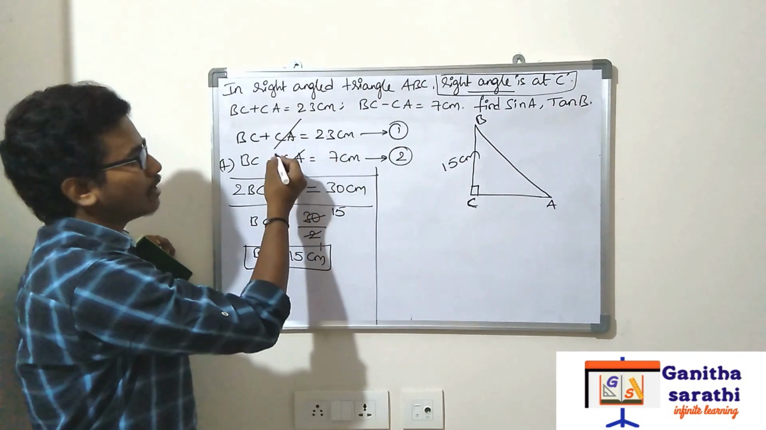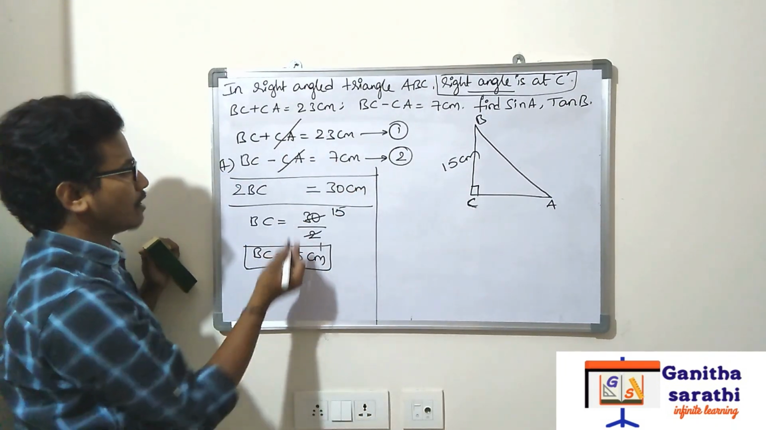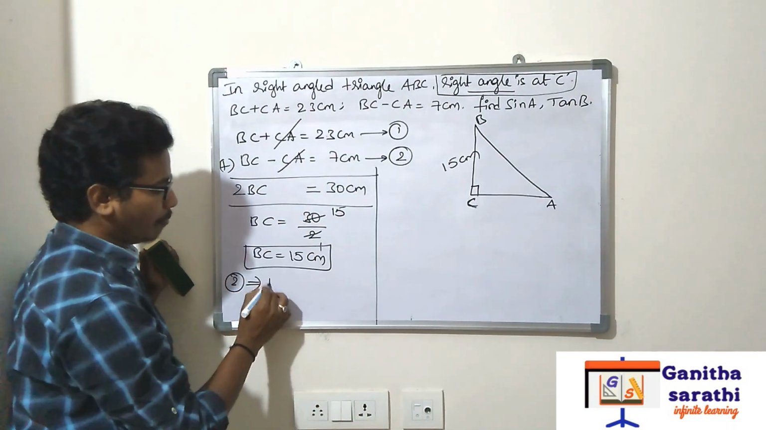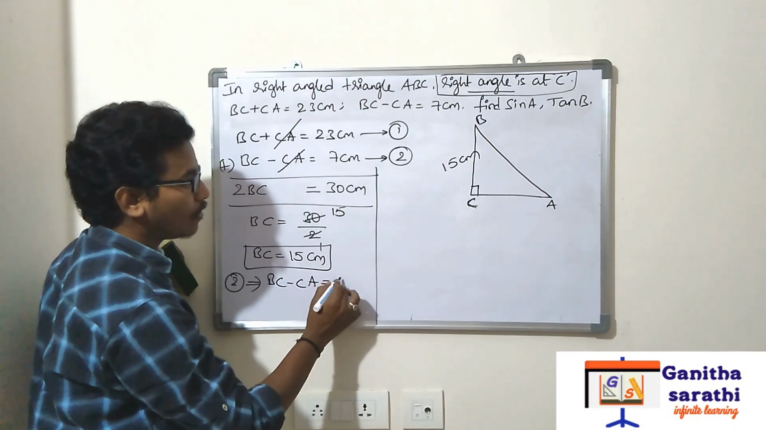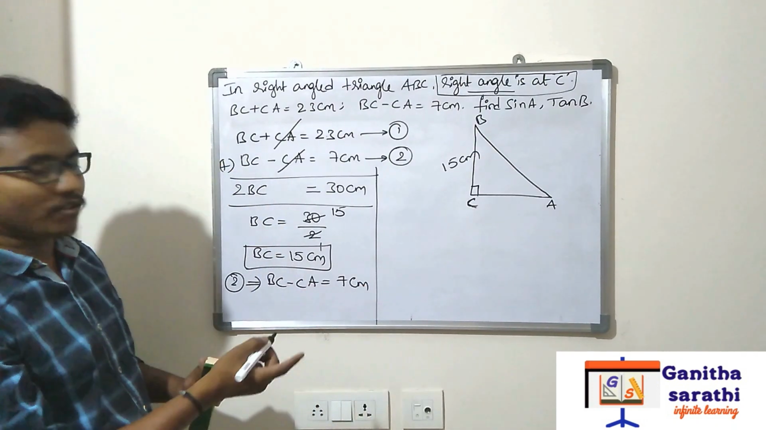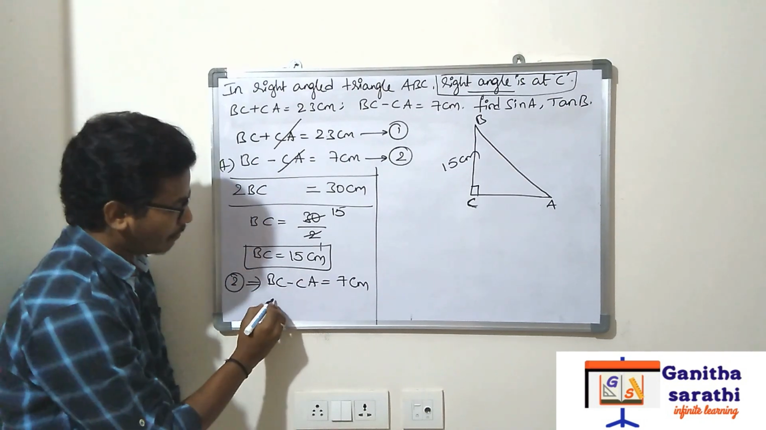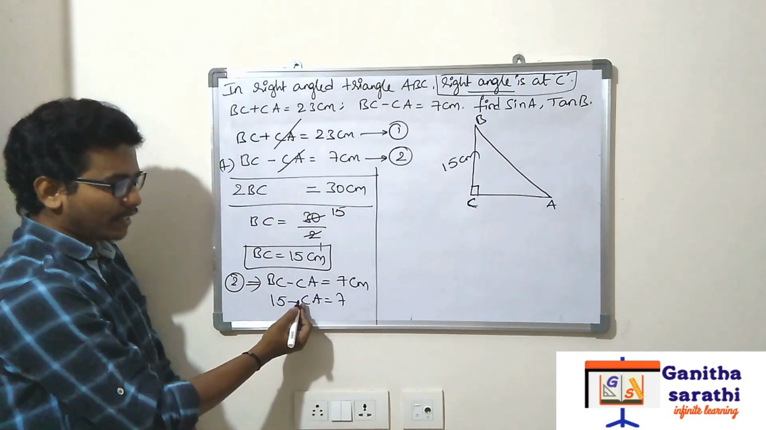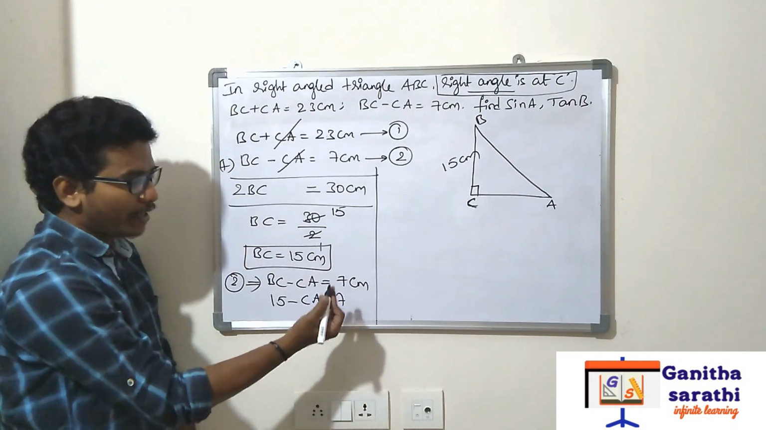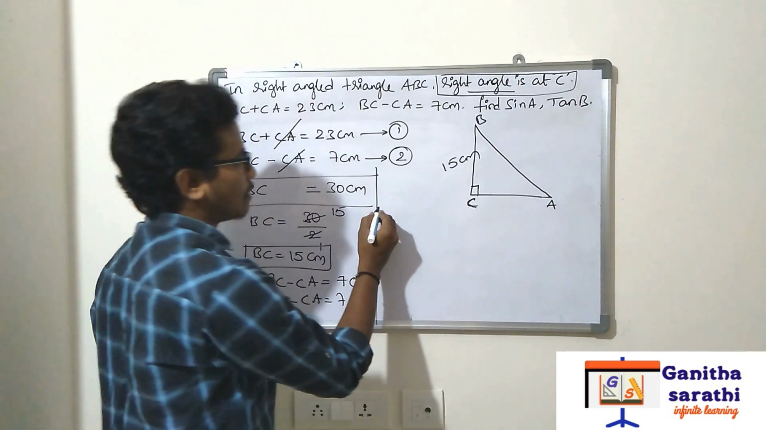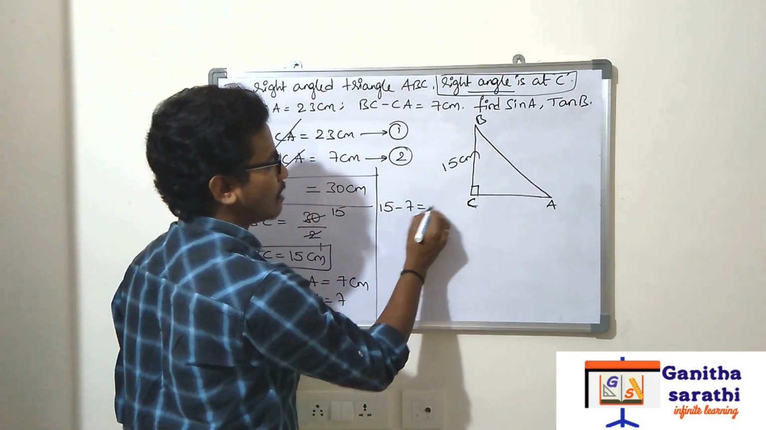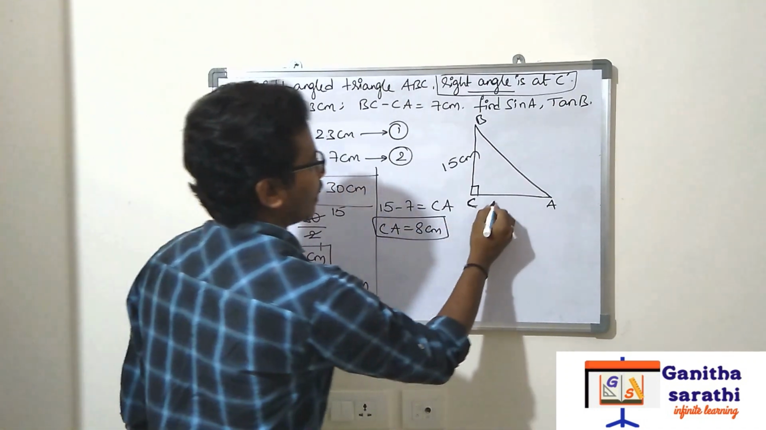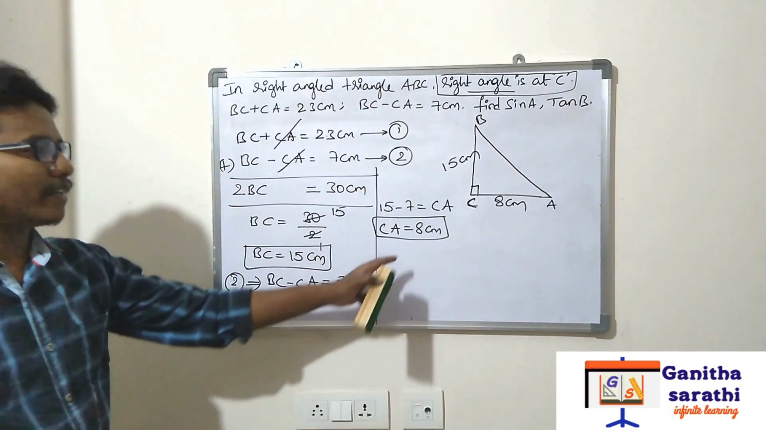Next, we want the value of CA. Substitute in any of the equations. Take the second equation. From equation 2, BC minus CA is equal to 7 centimeters. The value of BC is 15. Substitute here: 15 minus CA is equal to 7. Move minus CA to this side, it becomes plus CA. Move plus 7 to this side, it becomes minus. So 15 minus 7 is equal to CA. CA is equal to 8 centimeters.